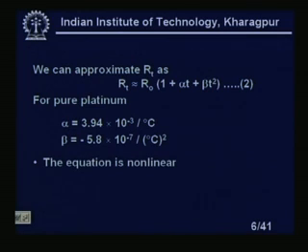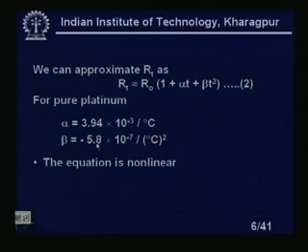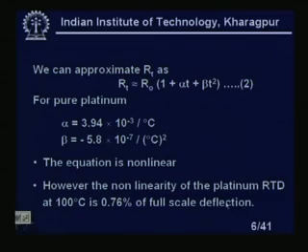The equation is nonlinear. You see, equation 1 which we have discussed is a nonlinear equation. Obviously, if you take alpha, beta, gamma, it is nonlinear. But fortunately, you see the value of beta here, beta equal to minus 5.8 into 10 to the minus 7. So, the value of beta is quite small, and we can also measure how much the nonlinearity is. For most practical cases, the nonlinearity of the platinum RTD we have calculated at 100 degree centigrade is 0.76% of the full scale deflection, right. It is quite small for most applications.